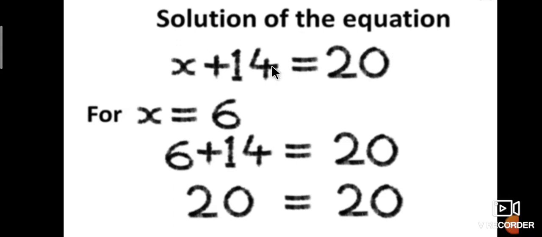Next one. Solve the equation x plus 14 is equal to 20. For x is equal to 6, x plus 14 is equal to 20, so 20 is equal to 20. Therefore x is equal to 6. It is the solution of the equation.